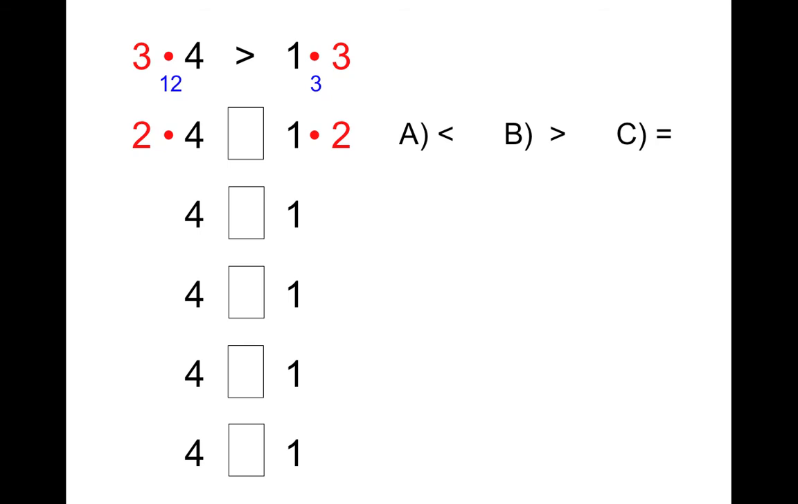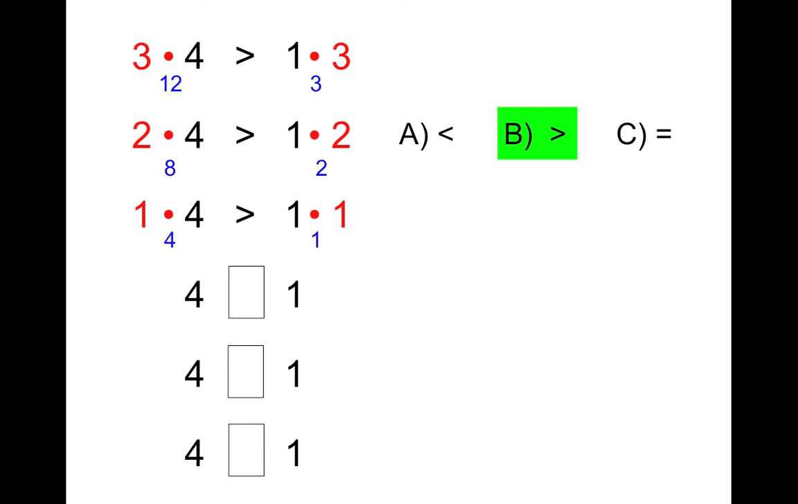What about if we multiply both sides by 2? Which symbol is appropriate? The left side is still greater than the right side because 4 times 2 is 8 and 1 times 2 is 2. Now we'll multiply both sides by 1. We get a 4 and a 1. The left side is still greater.